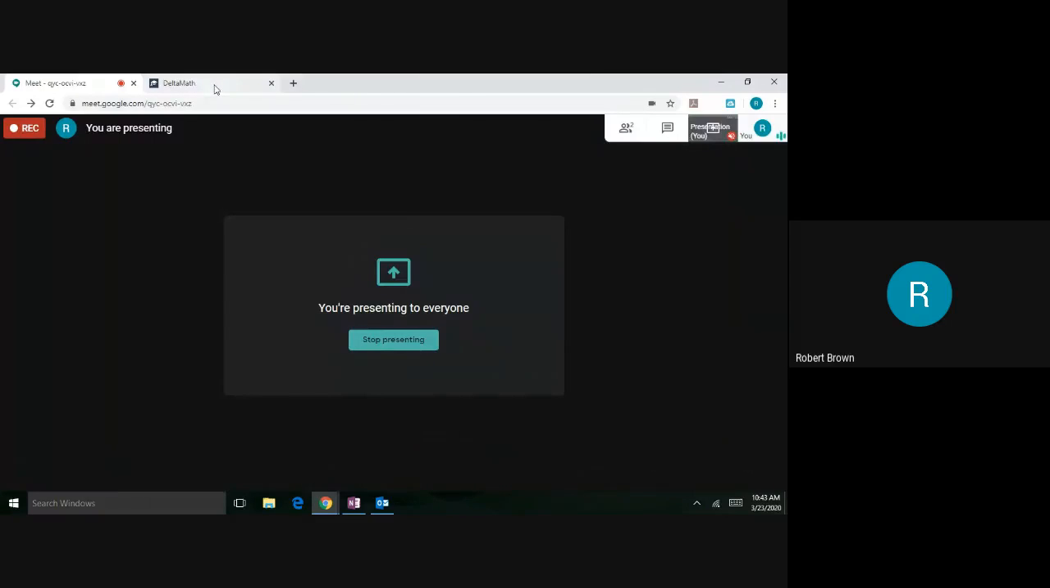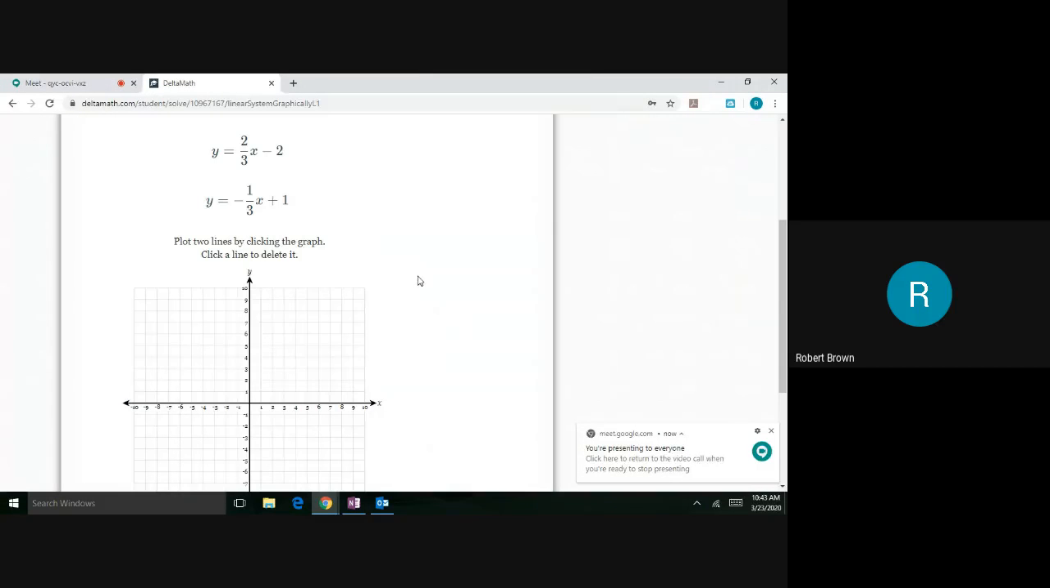All right, so here we go. Let's look at the Delta Math problem. You can see the top equation is y equals 2/3 x minus 2. The bottom equation is y equals negative 1/3 x plus 1.